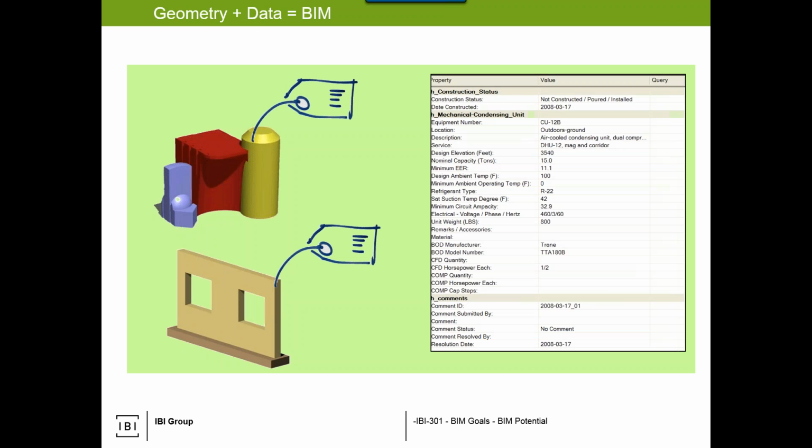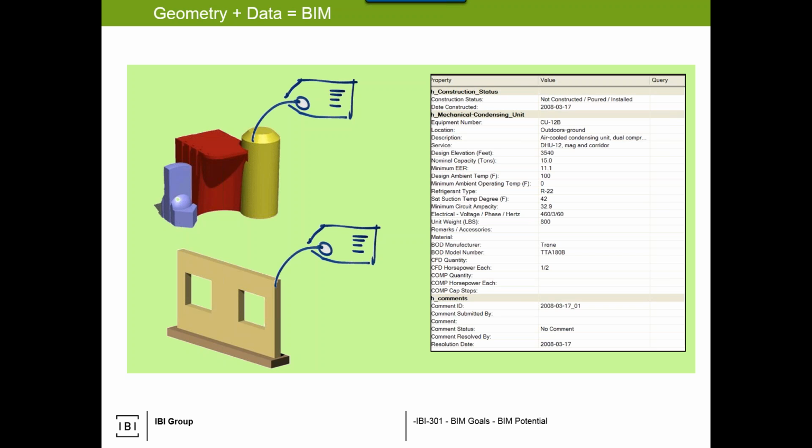Geometry plus data equals BIM. That's all the math is. So I like showing this slide because it's a wall, a window, etc., or it's a blob that could represent a piece of equipment, a lighting fixture, a street light, a catch basin, whatever the asset is within the built environment. There's some type of information. That information is usually applied through the use of a BIM authoring tool.